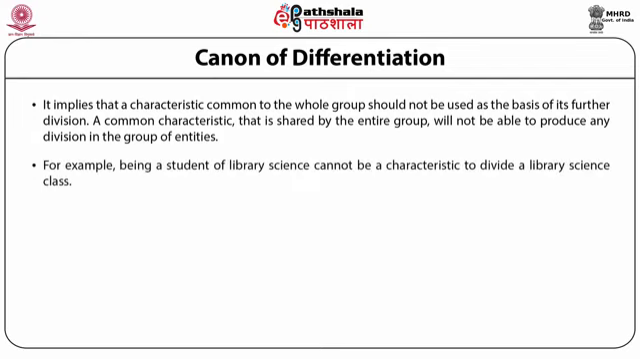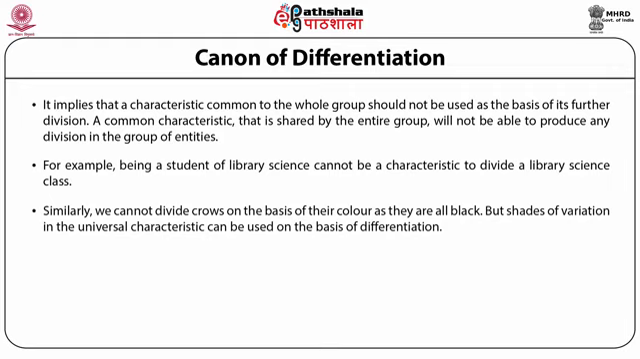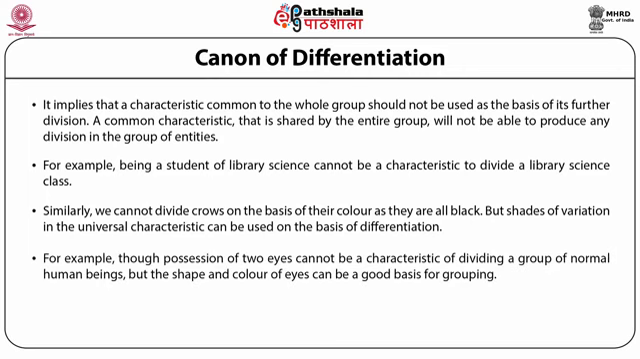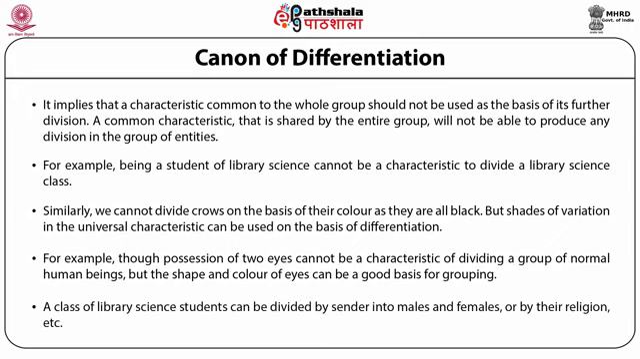For example, being a student of library science cannot be a characteristic to divide a library science class, because all of them are students of this class and it will not divide them further. Similarly, we cannot divide crows on the basis of their color as they are all black, but shades of variation in the universal characteristic can be used as a basis of differentiation. Another example, the possession of two eyes cannot be a characteristic dividing a group of normal human beings, but the shape and color of eyes can be a good basis for grouping. A class of library science students can be divided by gender into males and females or by religion, etc.